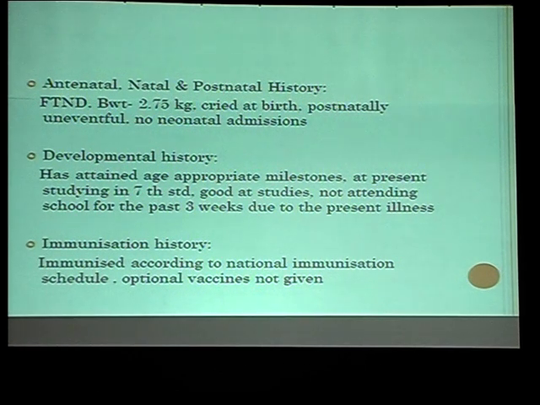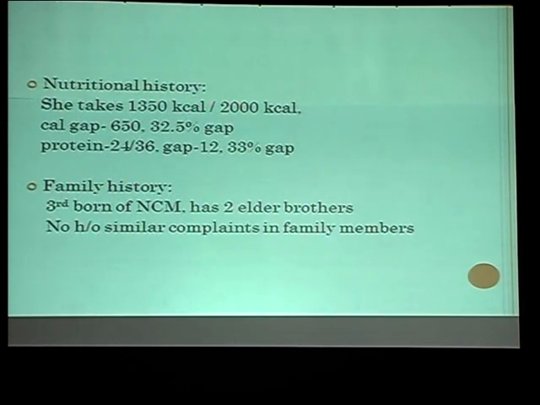Antenatal, natal and postnatal history: she was born out of a full-term normal delivery, birth weight is 2.75 kg, cried at birth, it is uneventful. Developmental history: has attained age-appropriate milestones, at present studying in 7th standard, good at studies, used to get first rank, but at present she is not attending school for the past 3 weeks due to the present illness, and in the last 1 year, she did not participate in physical activities because of her ailments. Immunization history: immunized according to the national immunization schedule, optional vaccines not given.